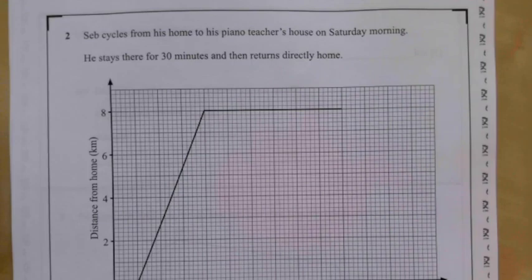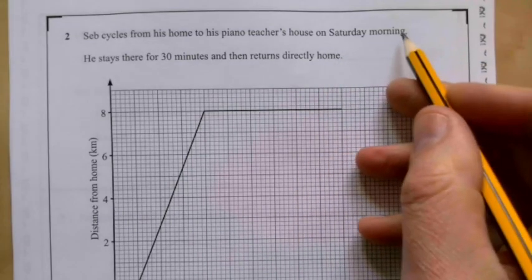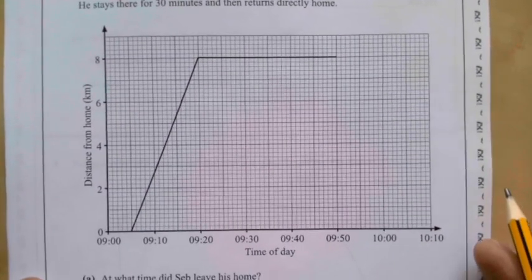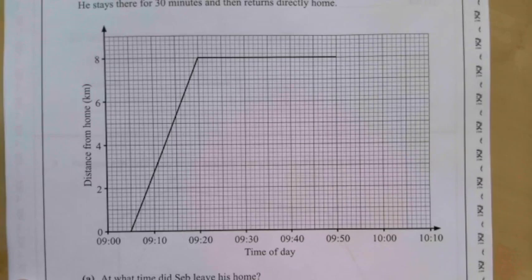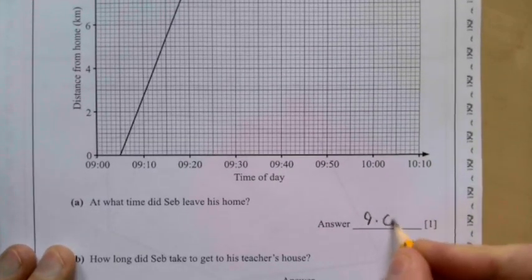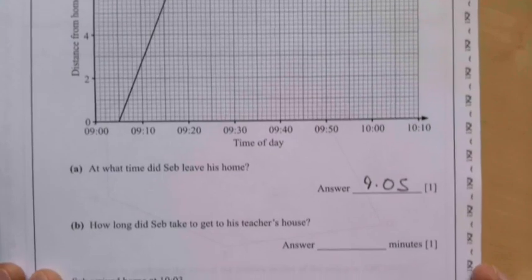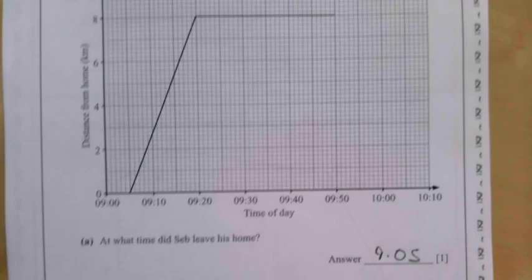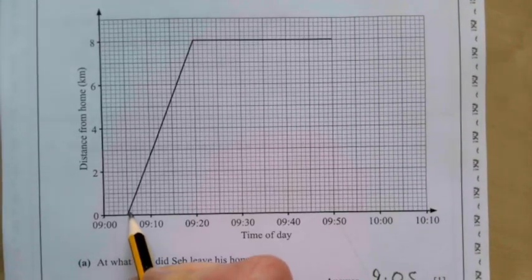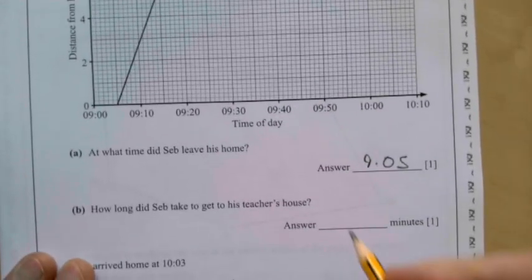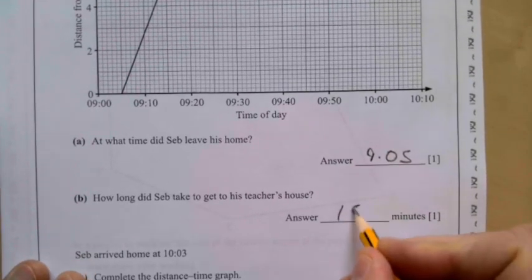Seb cycles from his home to his piano teacher's house on Saturday morning. He stays there for 30 minutes and then returns directly home. At what time did Seb leave his home? So it's between 9 and 9:10, and it's halfway. So of course then that's just going to be 9:05. How long did Seb take to get to his teacher's house? So he left at 9:05 and then he reached the house here at 9:20. So it's 9:20, take away 9:05, and that then is 15 minutes.